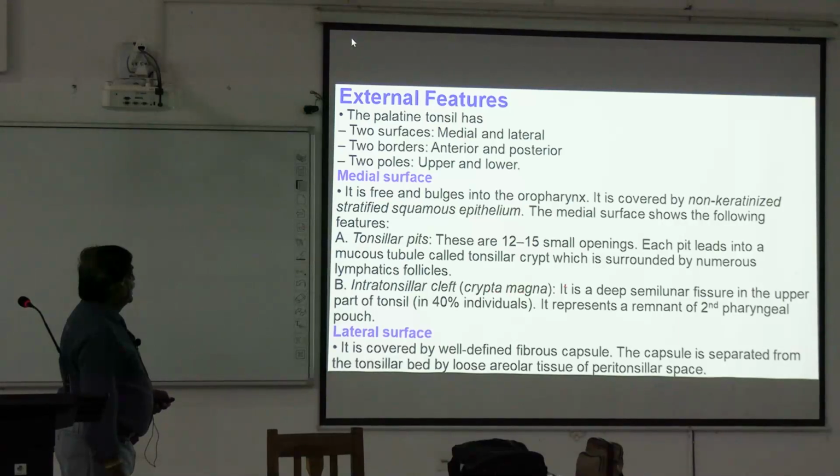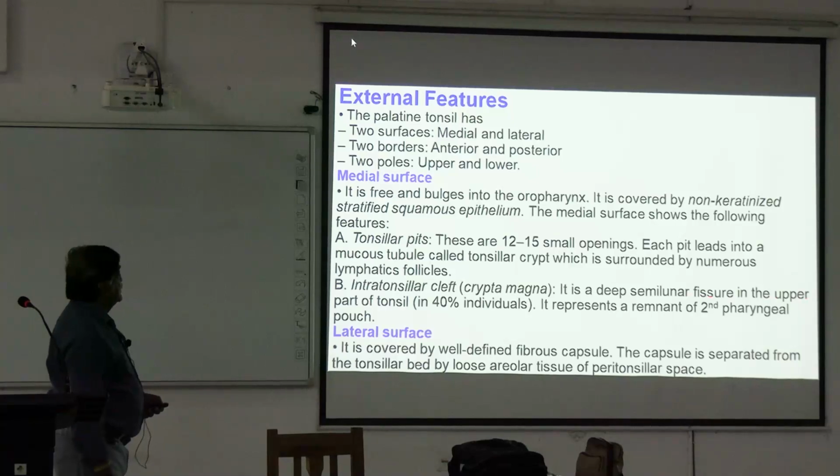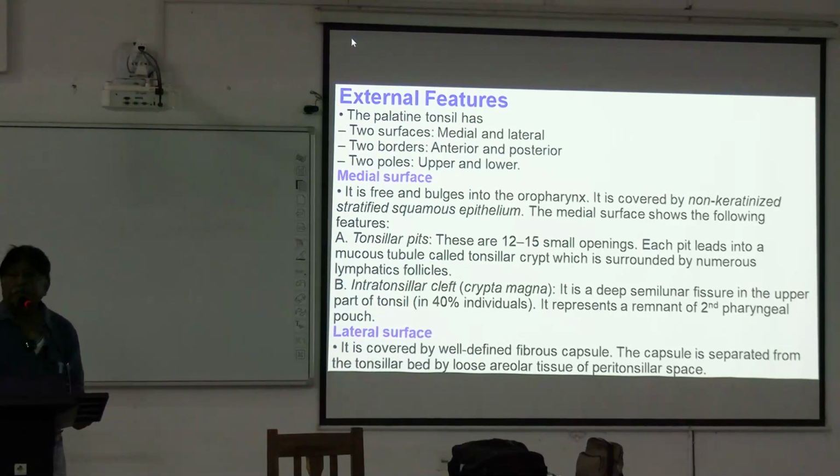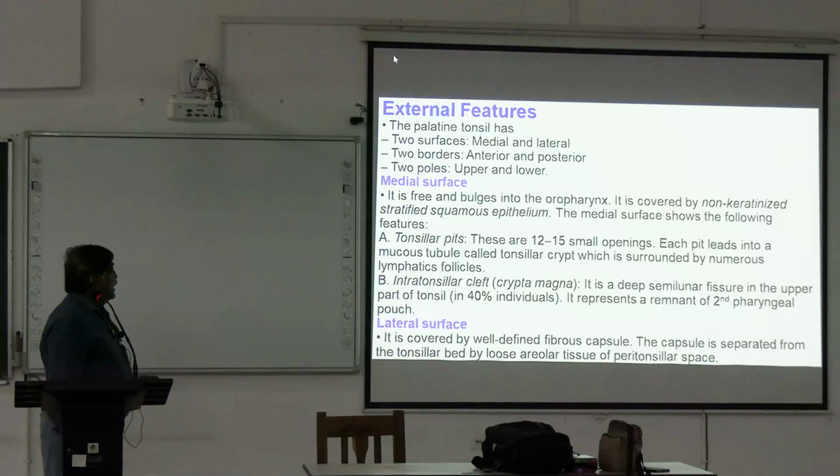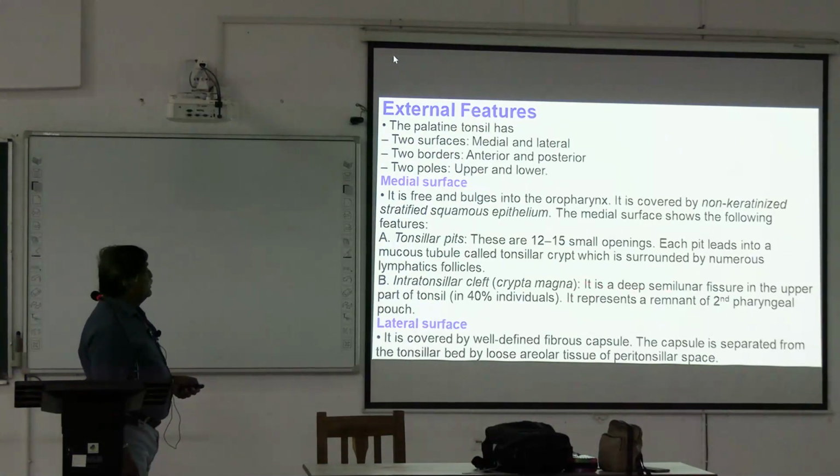Intratonsillar cleft, crypta magna. The intratonsillar cleft is known as crypta magna. It is a deep semilunar fissure in the upper part of the tonsil in 40% of individuals. Now, what is crypta magna? It is the remnant of the second pharyngeal pouch.